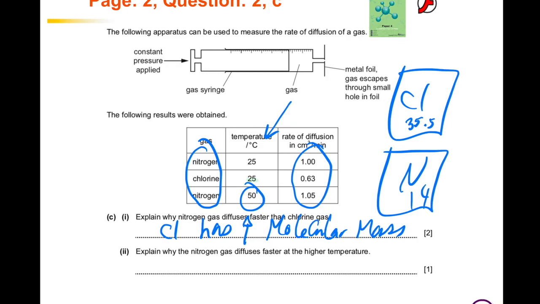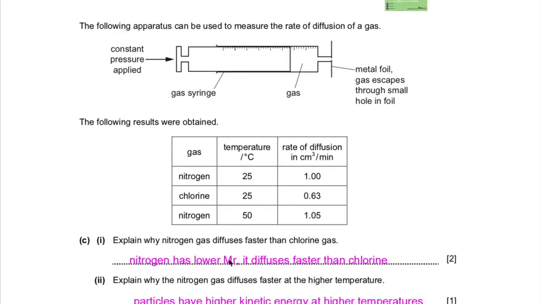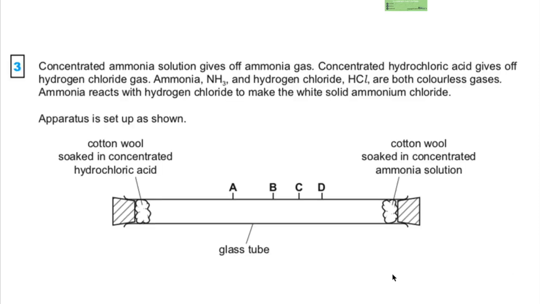Then they said, explain why nitrogen diffuses faster at higher temperature. We've seen a similar question today. You say higher temperature results in what? Results in more motion, we call it kinetic energy, and that causes diffusion to happen faster. So one more time, nitrogen has lower molecular mass, or chlorine has higher, so nitrogen diffuses faster than chlorine.